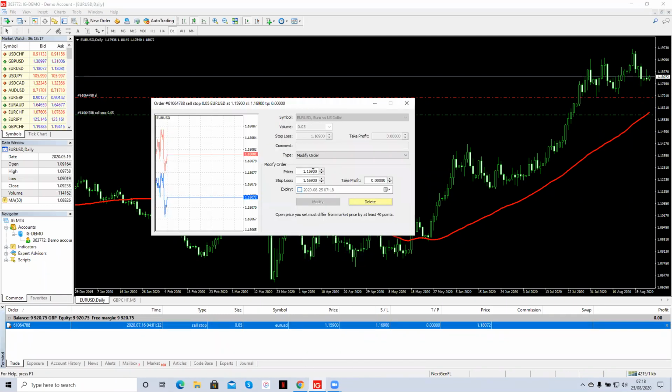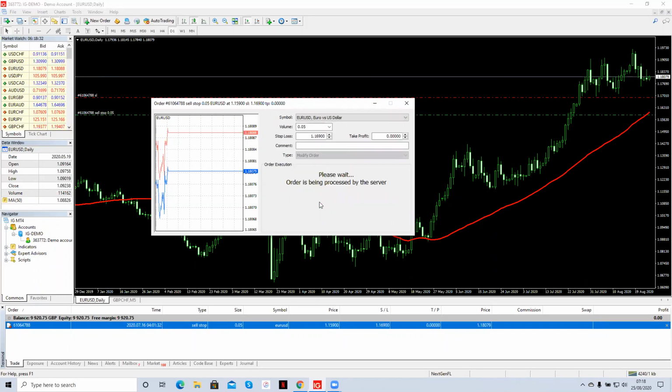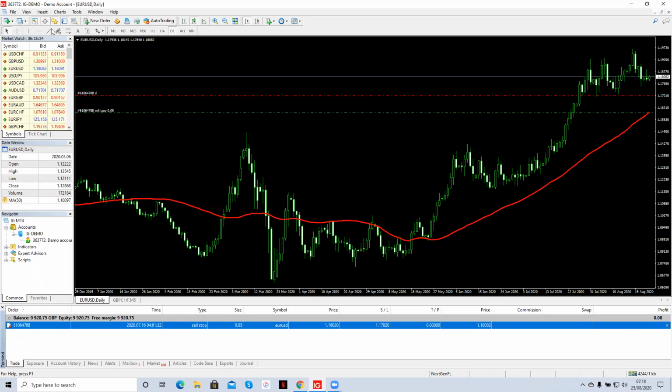So I'll just change that to 1.1602. Change the stop loss to 100 pips above, so that'll be 1.1702. And modify. There you go. That's it. Move it. Swing trade is done till tomorrow. So I don't need to monitor this at all. I just need to ignore that and check it again tomorrow and do the same tomorrow.